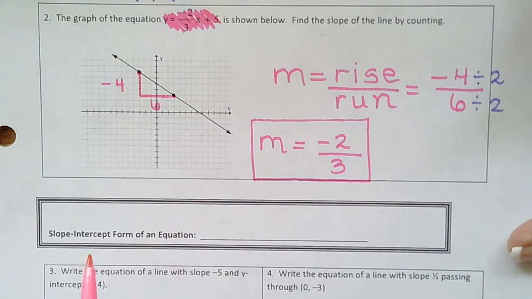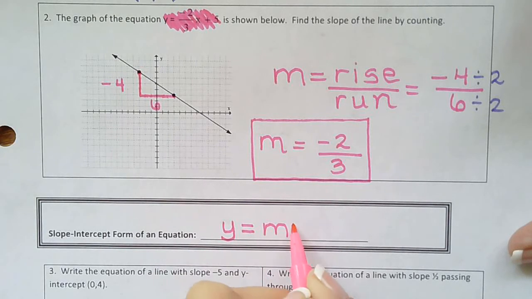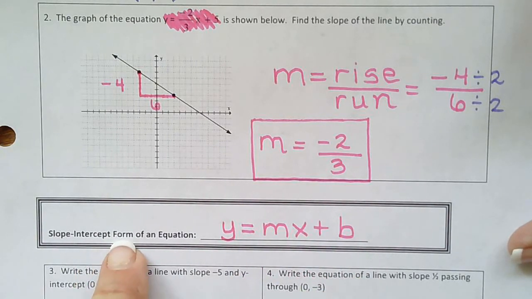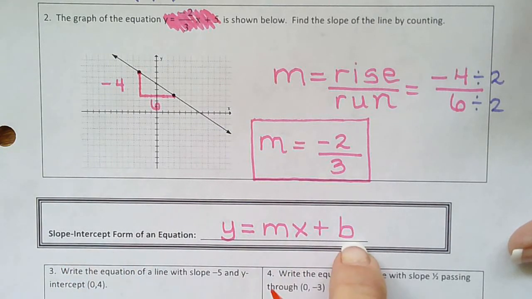Slope-intercept form, that was at the top of the last page, I believe. Probably the most used formula in this class. Y equals mx plus b. So its name tells you what it gives us. It gives us a slope, and it gives us the y-intercept.